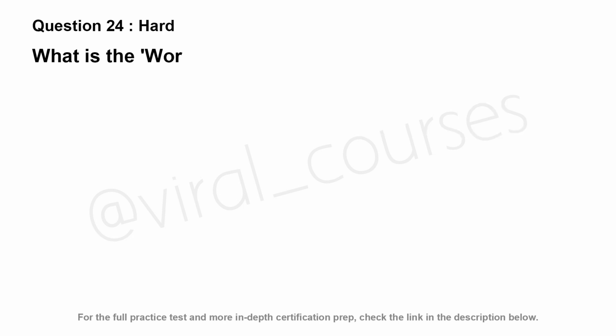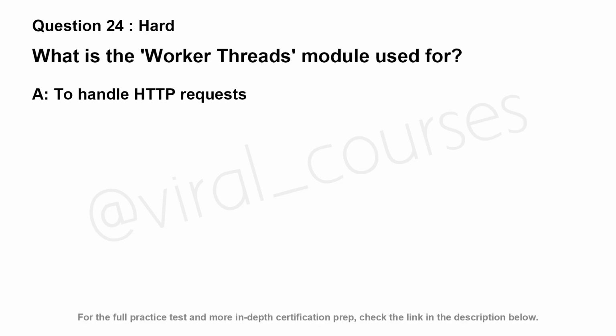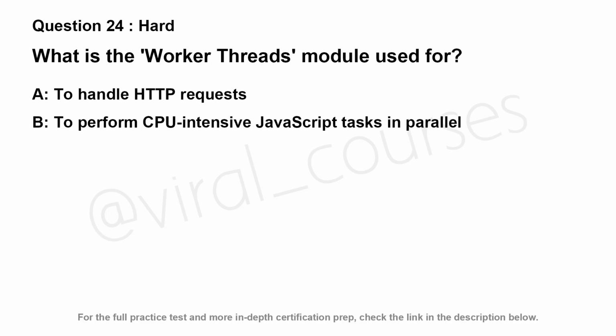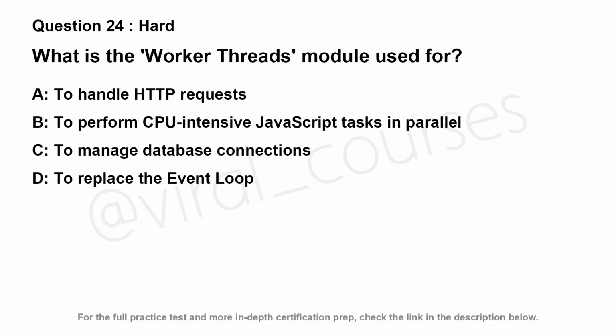What is the worker_threads module used for? Option A. To handle HTTP requests. Option B. To perform CPU-intensive JavaScript tasks in parallel. Option C. To manage database connections. Option D. To replace the event loop.